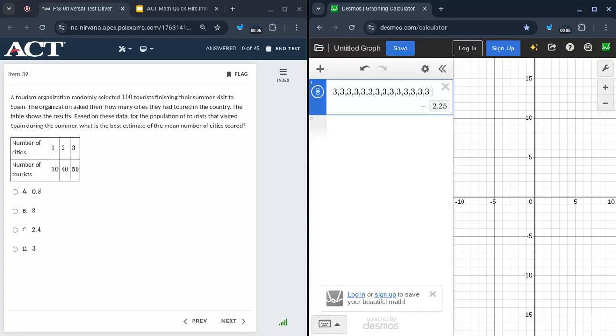So the reason why I stopped, I'm at 30, right, is that notice that I'm getting higher with every single one that I put in, right? If we look at our answer choices, we got 0.8, 2, 2.4, and 3, right? So we could get rid of A and B at this point, but, right, it could be C or D, right, because those are both higher than where I'm at, 2.25. So I was at 30, so let's keep putting in the rest of them.